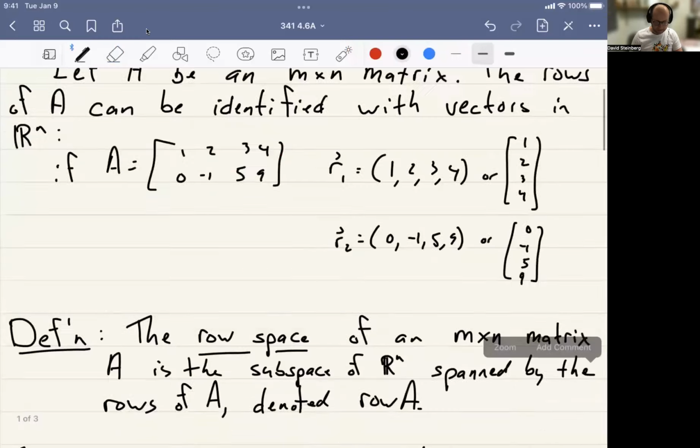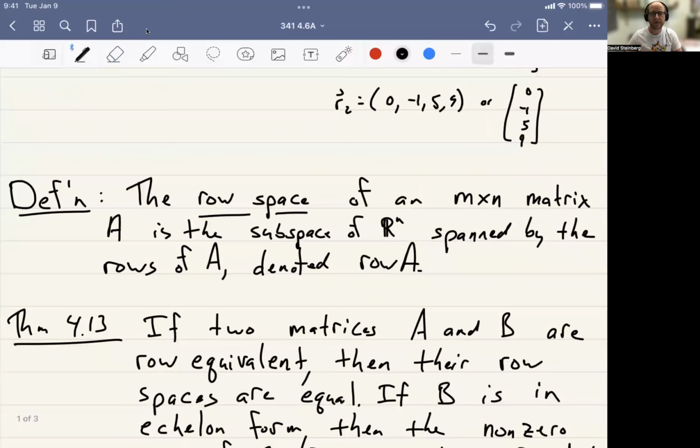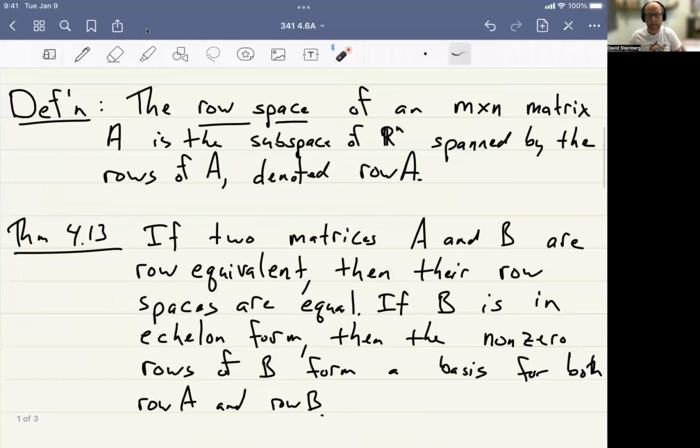Okay, and so this leads us to this new notion of row space. The row space of an m by n matrix A is the subspace of Rn spanned by the rows of A, denoted by row A. The first theorem we have is that if two matrices A and B are row equivalent, then their row spaces are equal. In particular, if B is an echelon form, then the non-zero rows of B form a basis not just for the row space of B, but also for the row space of A.